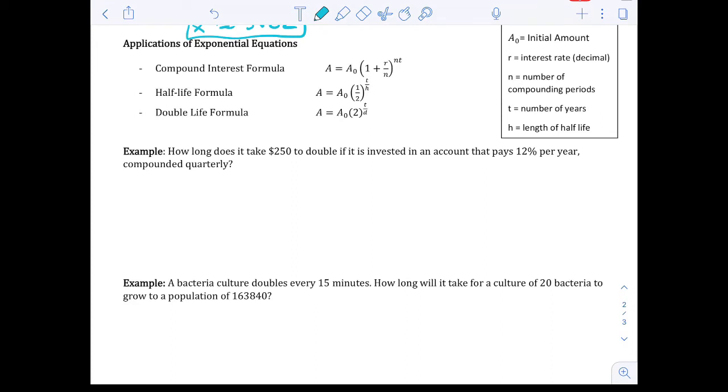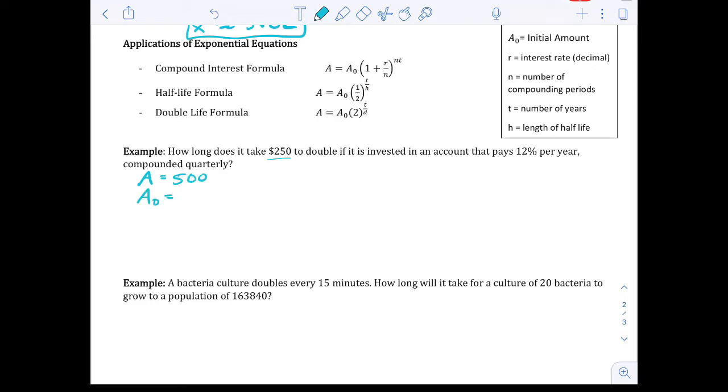So let's look at the first one here. How long does it take $250 to double? So that means become 500. If it's invested in an account that pays 12% per year, compounded quarterly. Okay, so let's go through our formula. Our A, our amount in the future. Well, it wants to double. That should be $500.